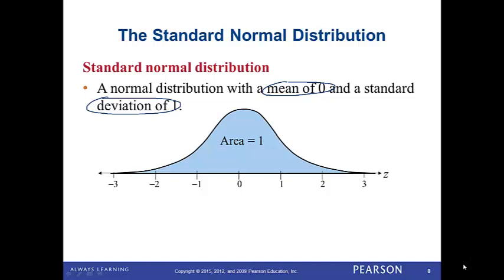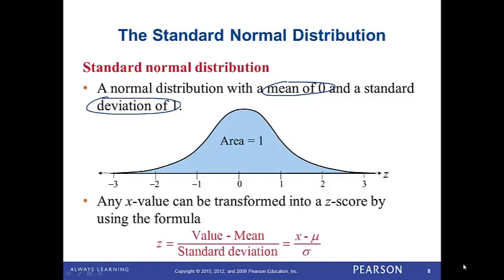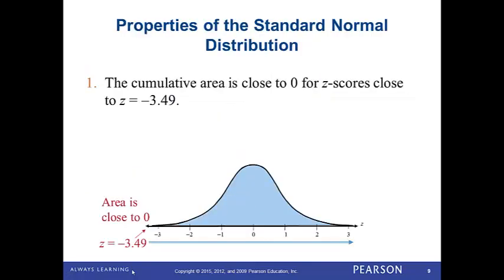Recall that we can transform any x value into a z-score by using the following formula. It's the x value minus the mean divided by the standard deviation. This is from what we had before, so we'll still be using this. Now here are some properties of the standard normal distribution. I'll let you read through them. If you have any questions, just email me and we can talk about it. This is just more information for you to know, not actually required to know. It'll come out as you're doing the work.